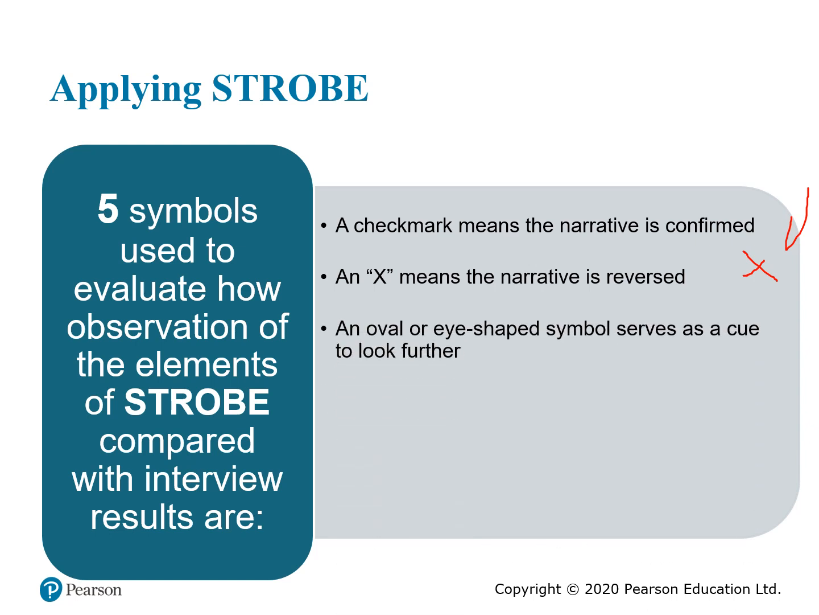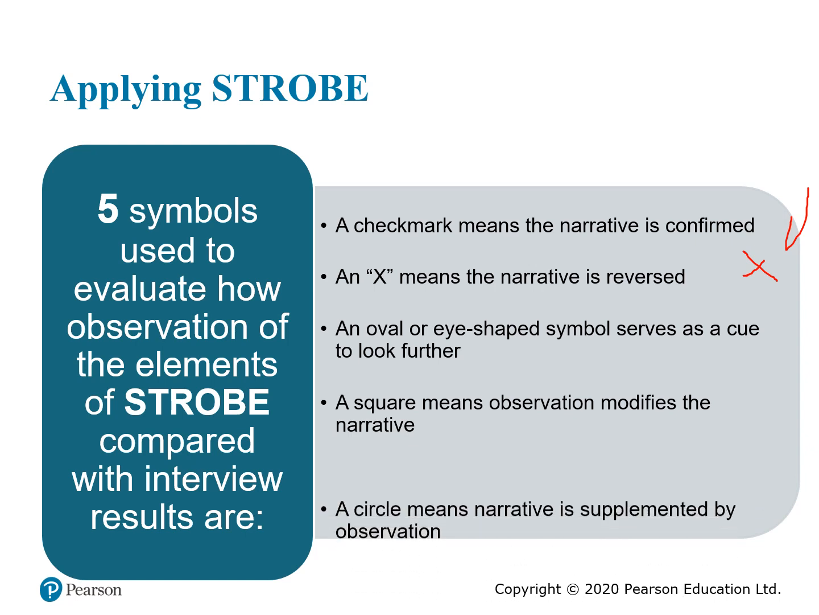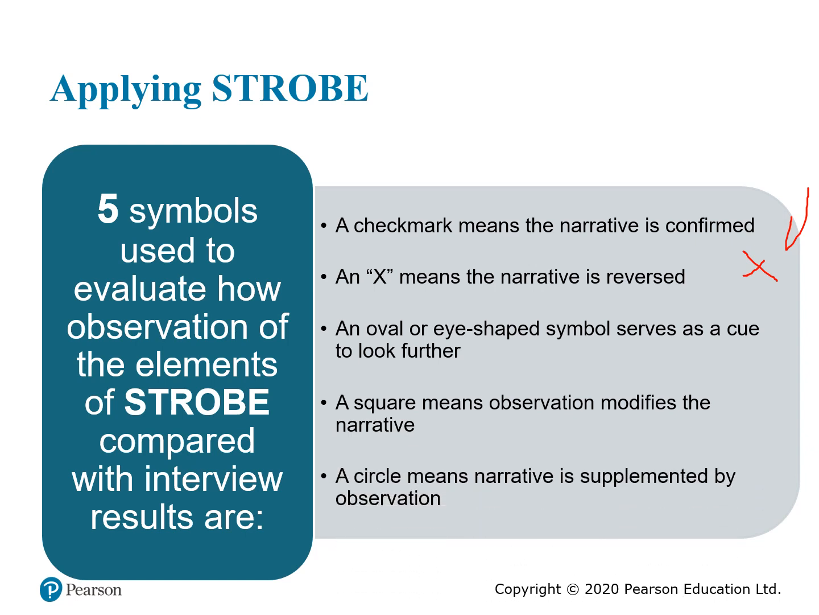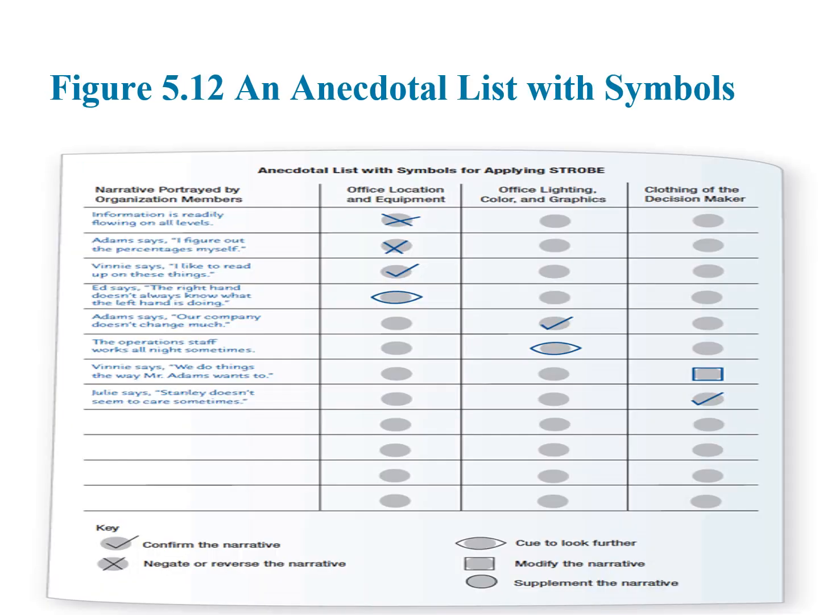And then an oval or eye-shaped symbol serves as a cue to have a look further or to have more details. And the square means observation modifies the narrative, and then the circle means the narrative is supplemented by observation. So here we have an example of an anecdotal listed with the symbols.